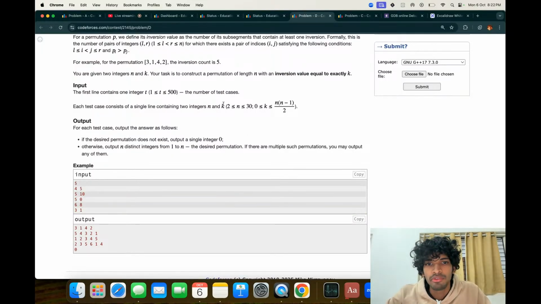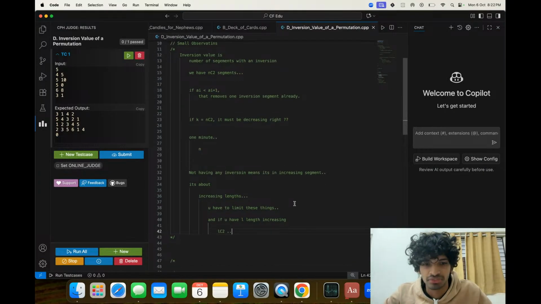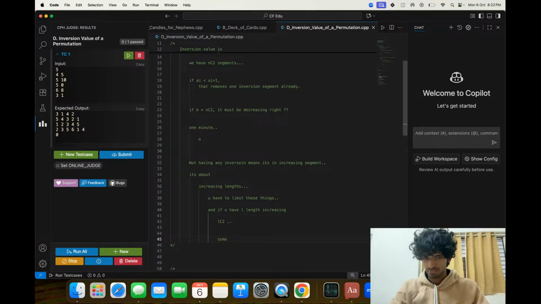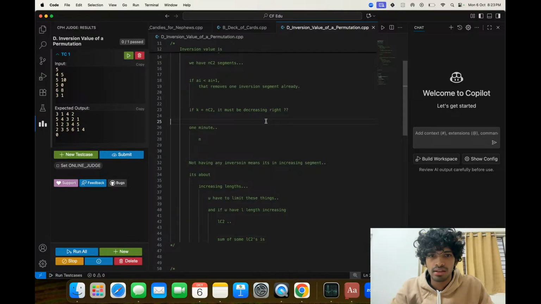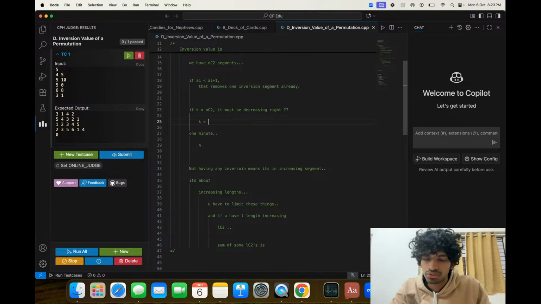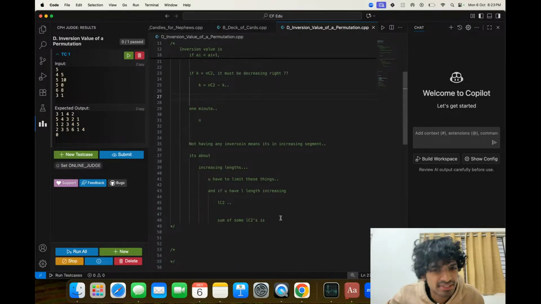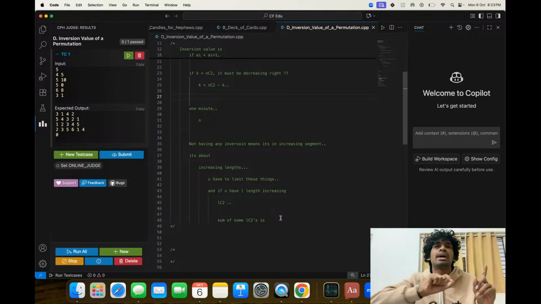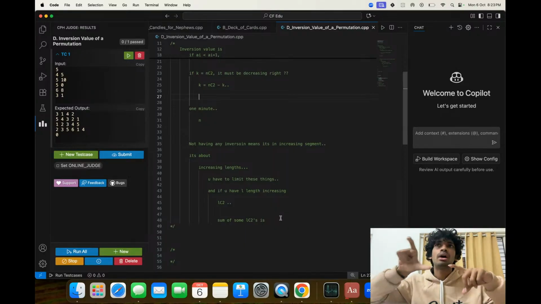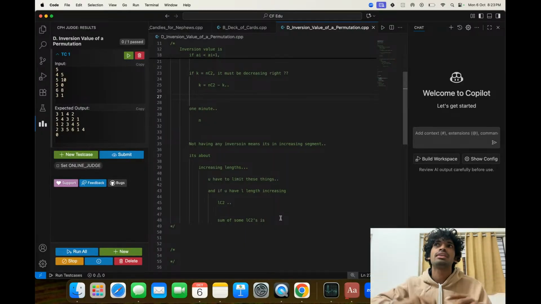n is very small. Maybe we can brute force these weights. That's it. We can brute force these weights. So the sum of some LC2s is, say, k equals to, let's say we solve the problem for nC2 minus k. Okay, this has been done. So now we want the number of increasing subsegments. Each increasing subsegment, how will it look? You have some increasing subset, and then you have the next decrease, and then you have some other increasing subset.